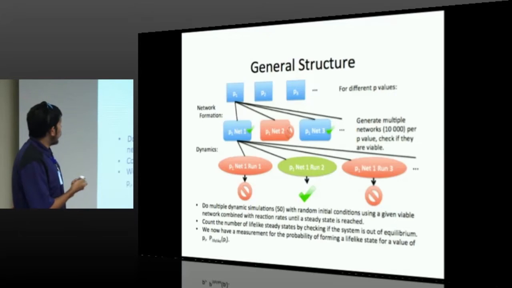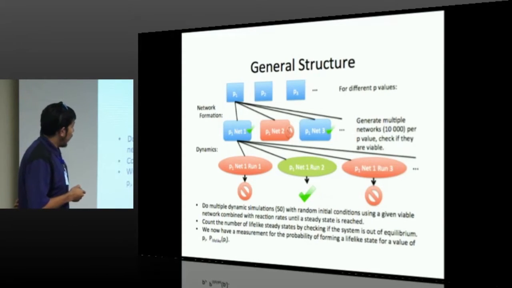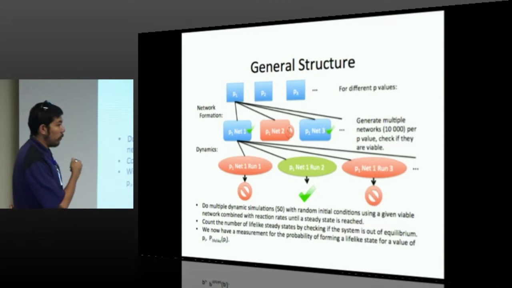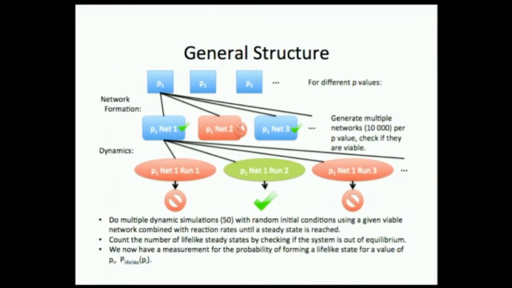So now I'd like to give a brief general structure of what we did. For these different P values, we generate multiple networks, typically 10,000, and check if they're viable. All viable means is that it's possible to go from the food set all the way to a molecule of length Lmax, given the reactions in the network. Then we do multiple dynamical simulations with random initial conditions using a given viable network combined with reaction rates until a steady state is reached.